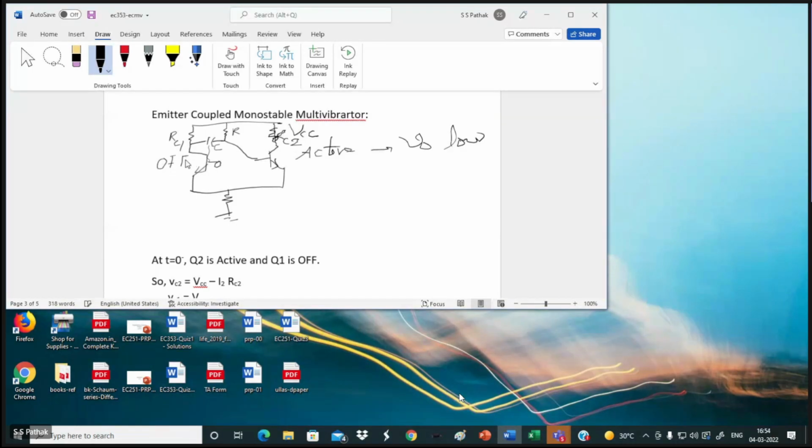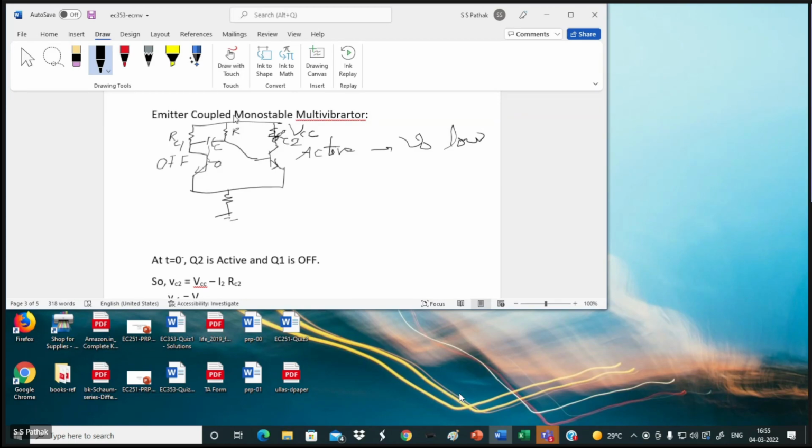When I apply a positive trigger here, this becomes off. Because same, when I apply here, high current flows, it becomes active, so some current flows. So I1 into RC1, that drop comes here. Same drop is brought here at the base of this. So this becomes off now. That analysis I have given, this becomes off. When this becomes off, at that time no current flows through this. So output becomes your VCC at that time. When trigger is applied, output becomes VCC.